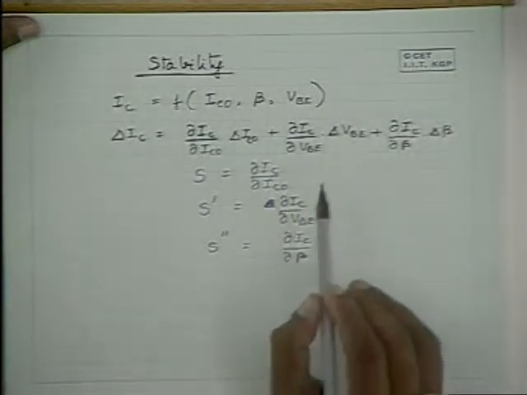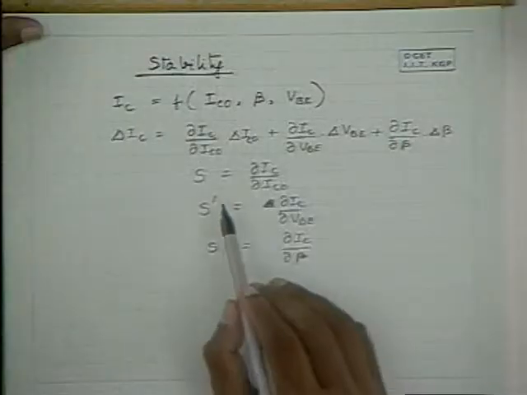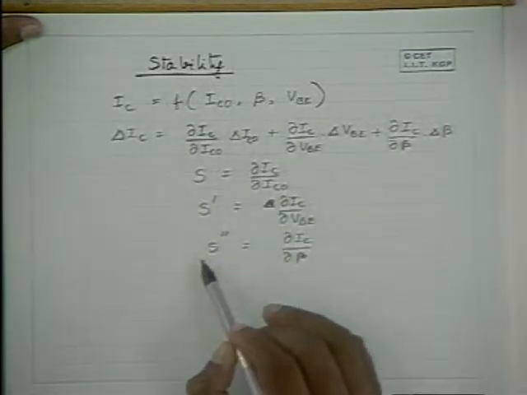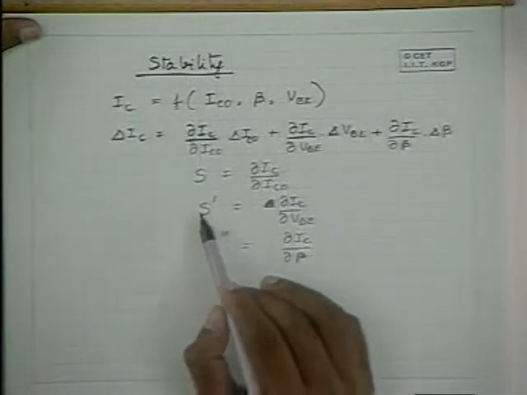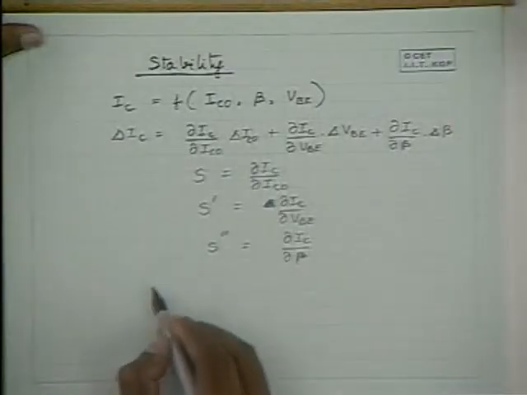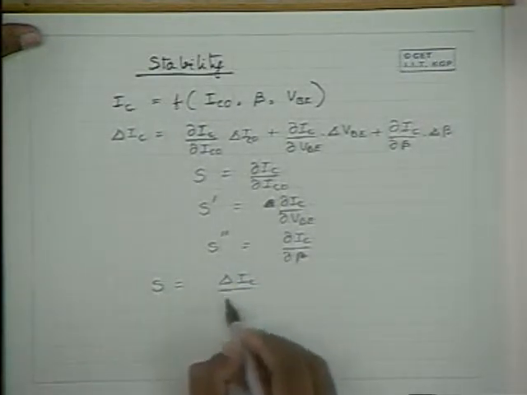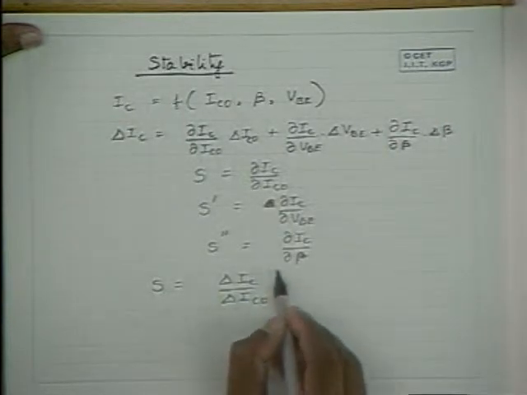Now, given a circuit, we can determine the stability factors S, S dash and S double dash. Of these, I will give an example of the stability factor S, and the rest of the parameters S dash and S double dash also can be similarly obtained. Here I will discuss S, and the rest of them you can obtain by yourselves by going through any one of these textbooks. Now, as defined here, the stability factor due to IC naught can be given as S equal to delta IC by delta IC naught. At any given IC, we can determine this S given the circuit.